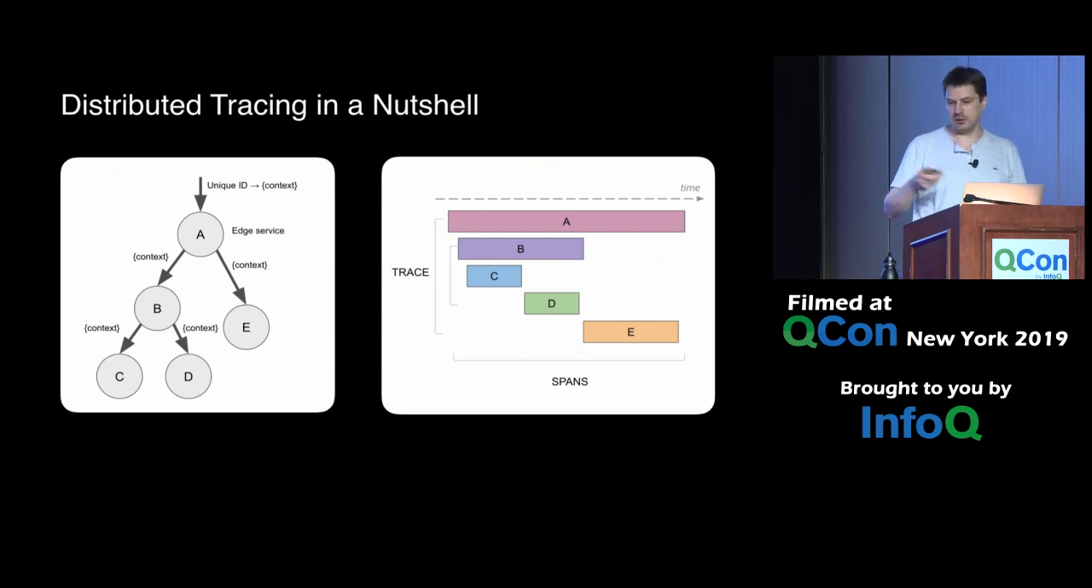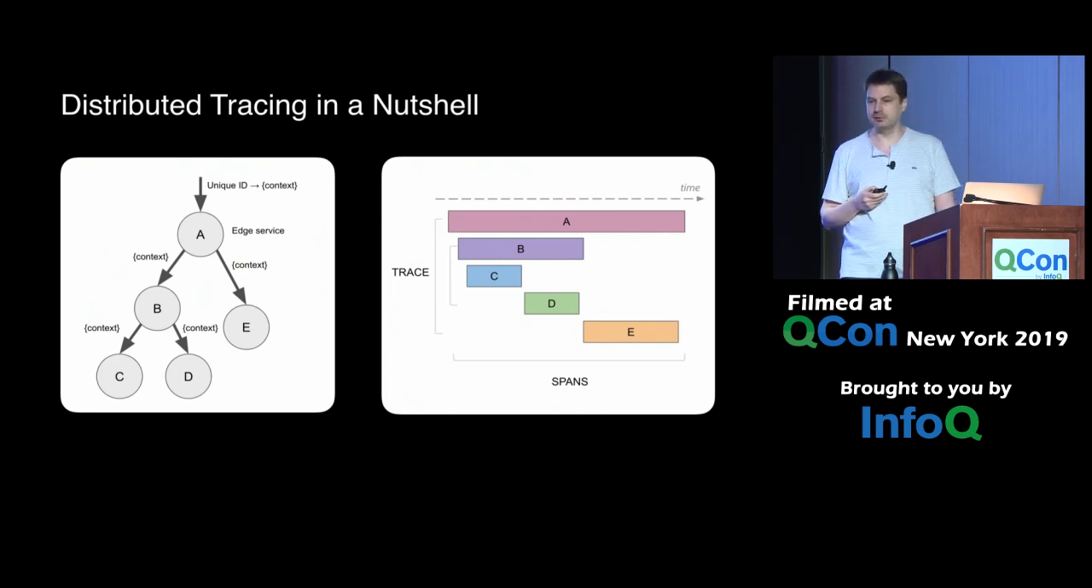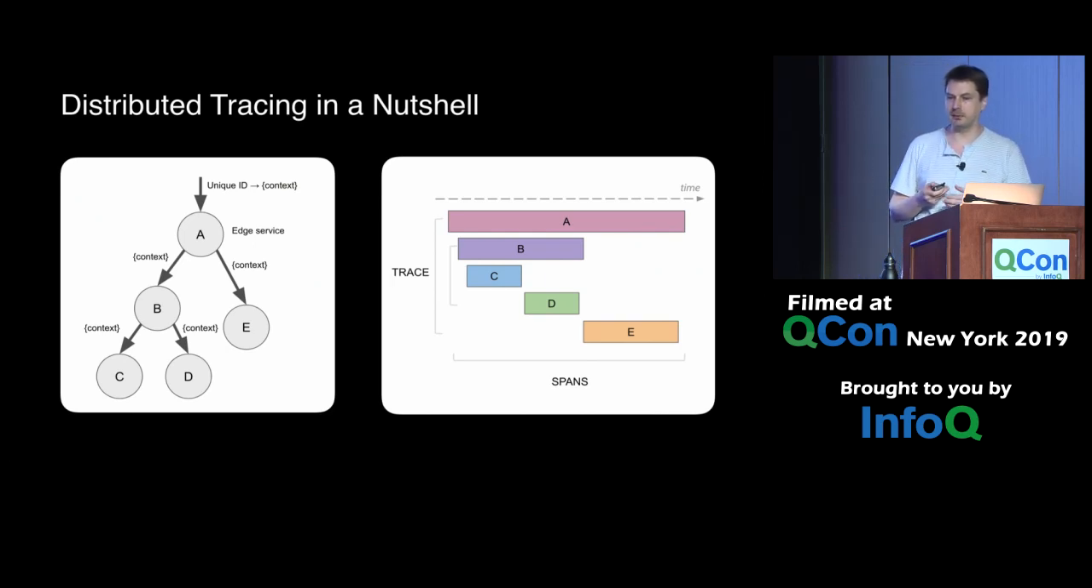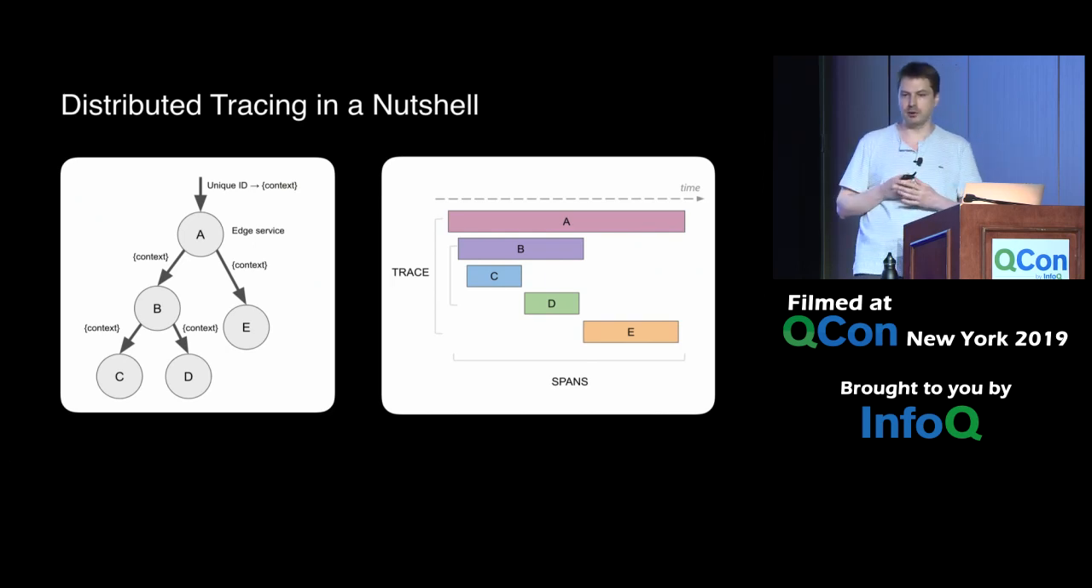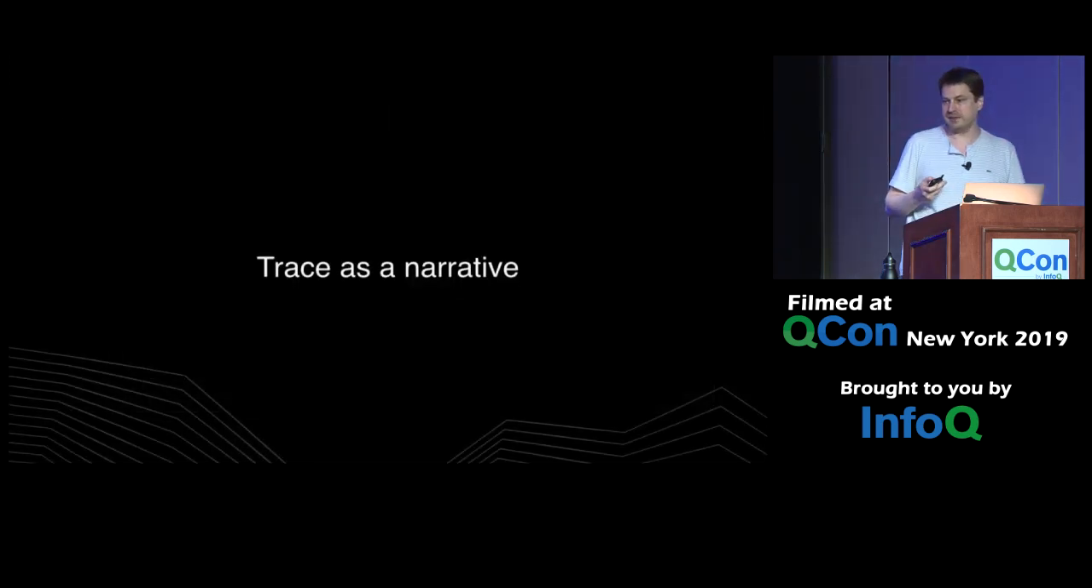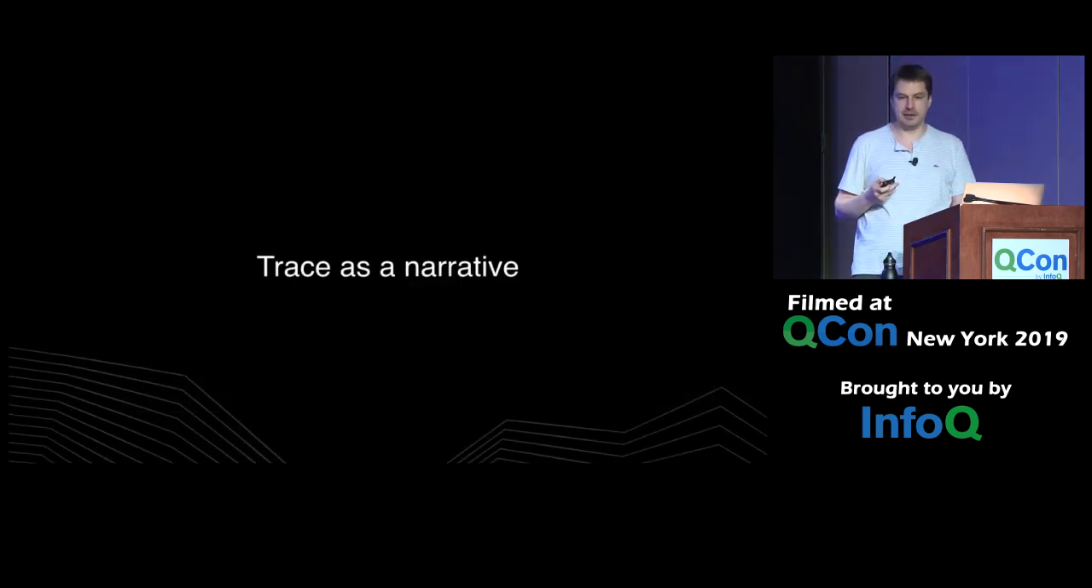On the right side, you can see a very typical Gantt chart view of the trace, which is a collection of spans. I will probably be using the term span, so I want to bring it up front. A span is just one unit of work, usually a service endpoint, but it could be something smaller within that as well. And what a trace really is, is a narrative about a request. It's what happened to that request in a distributed architecture.